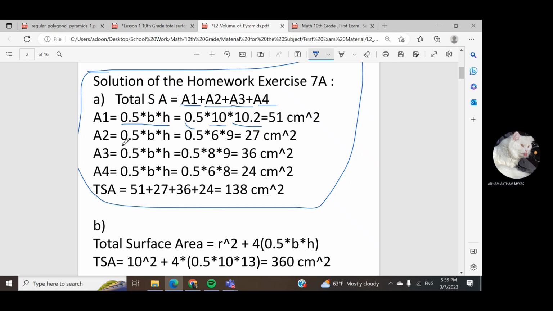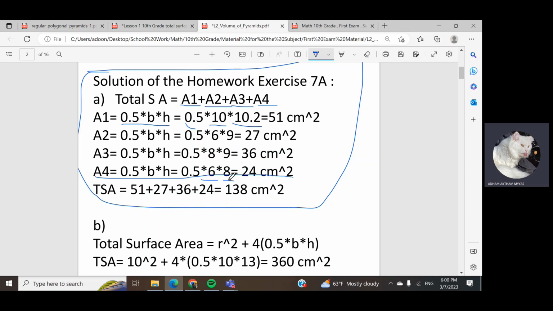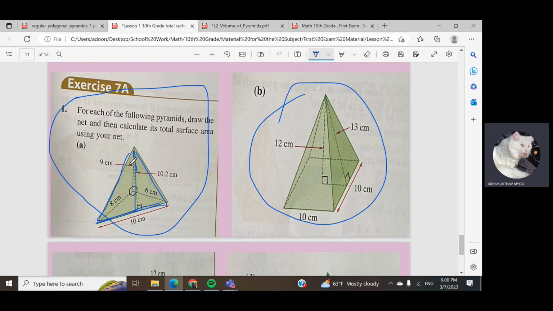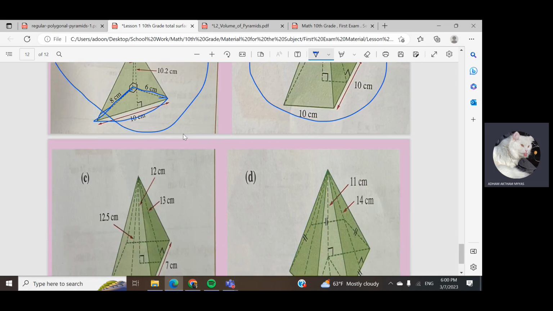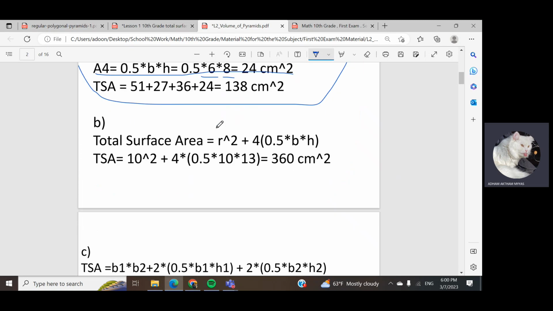Now, if we move to the fourth one, I gave you 6 and 8. 6 is the base, 8 is the height. So if we redraw it, we can see that this is the base and this is the height of this triangle. This is a rectangular pyramid, and if we want to calculate it, it will be like this.